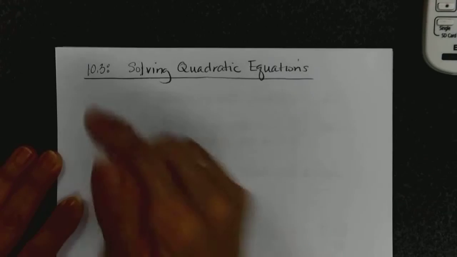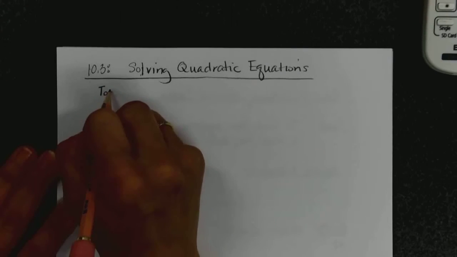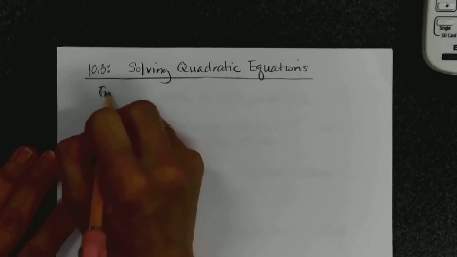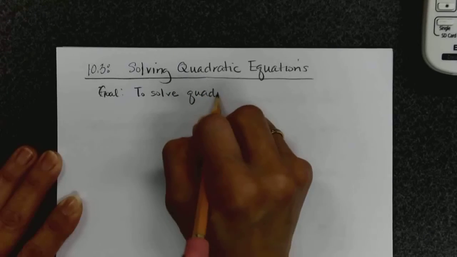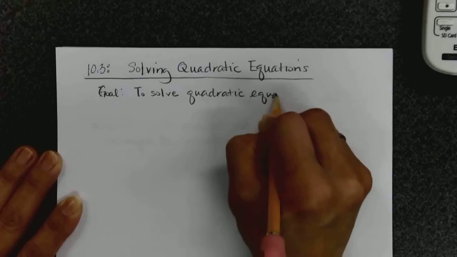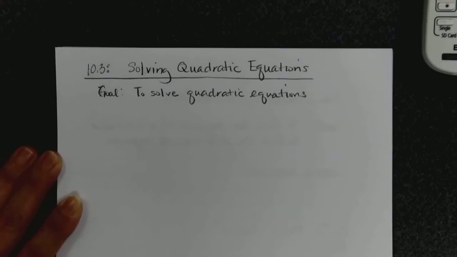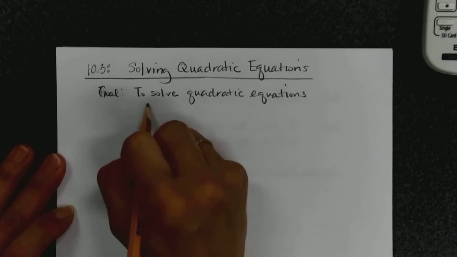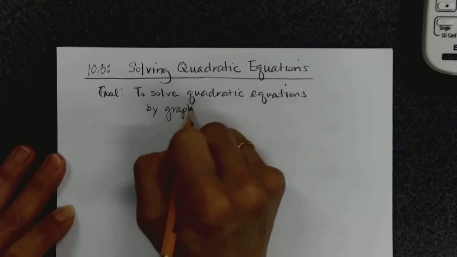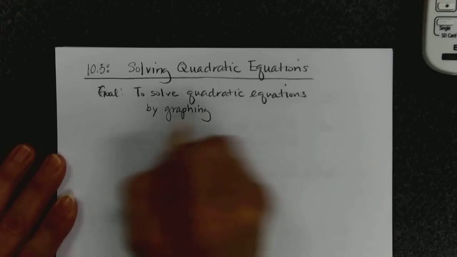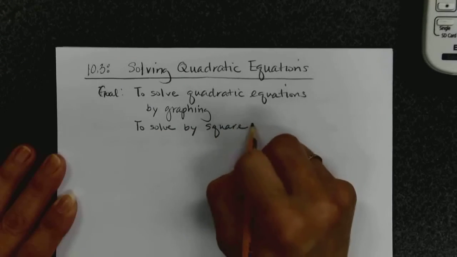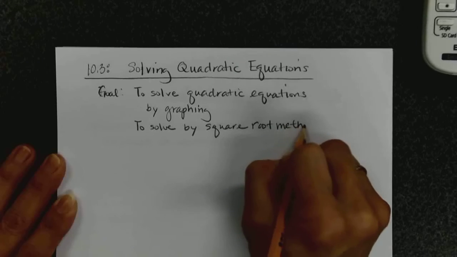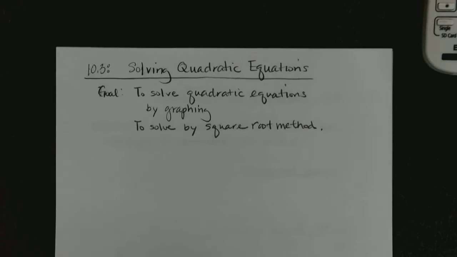Quadratic equations. So your goal is to solve quadratic equations, first today by graphing. And I'm going to be very light on graphing today. And to solve by the square root method. So those are the two goals today.